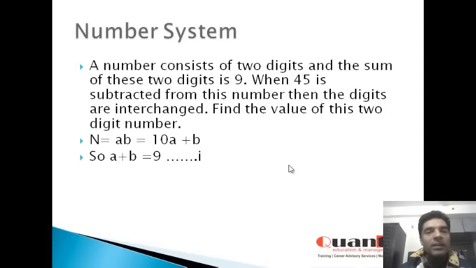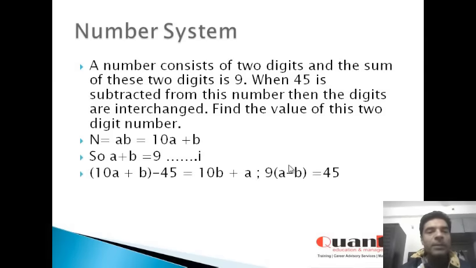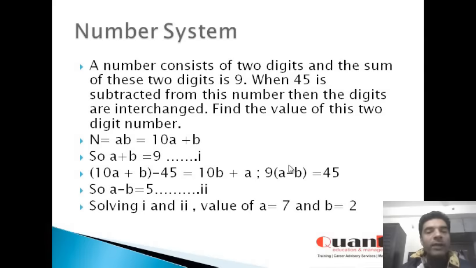Now it is also given that when 45 is subtracted from this 2-digit number, then the digits of this number get interchanged. That means 10A plus B minus 45 is equal to 10B plus A, because the digits are getting interchanged. So that will give us 9A minus 9B is equal to 45, or A minus B comes out to be equal to 5. Now there are two linear equations. If we solve these two linear equations, we'll be able to get the values of A and B as 7 and 2 respectively. So my number, which is AB, will come out to be equal to 72. Again, someone who would have practiced aptitude to some extent can do it within 30 to 40 seconds. So it was a simple question, in fact a sitter, which can be very easily done.